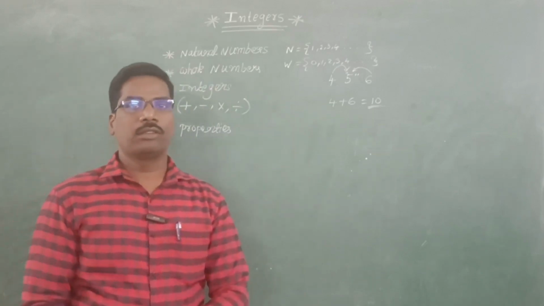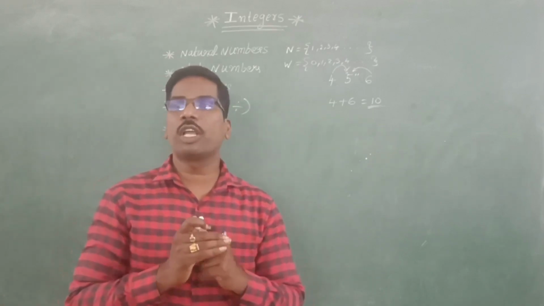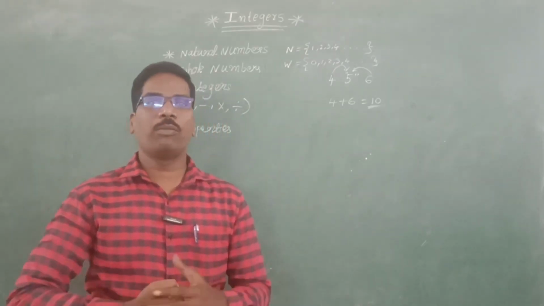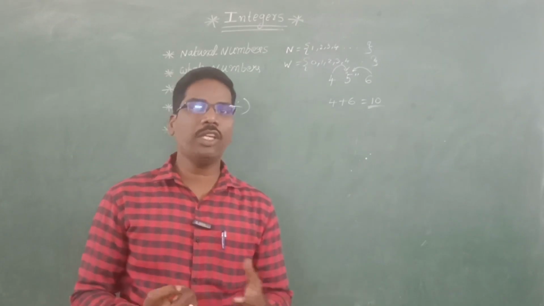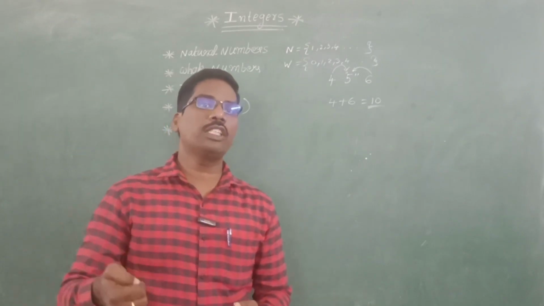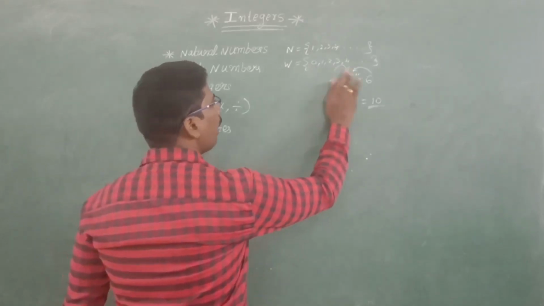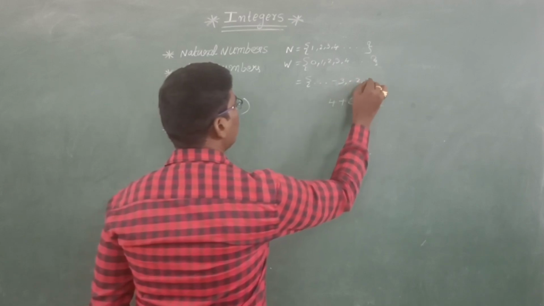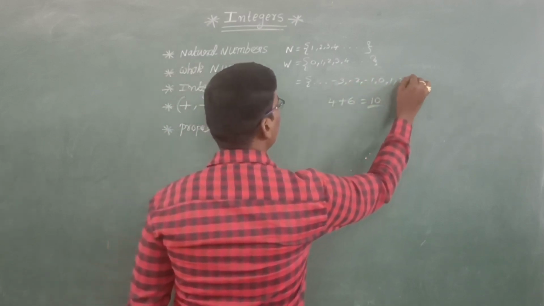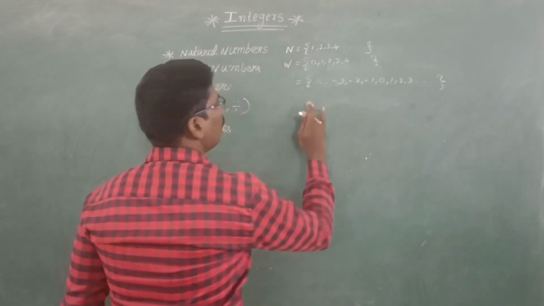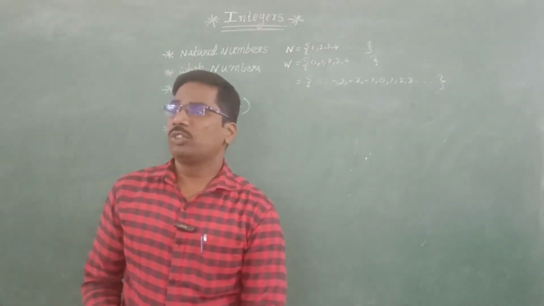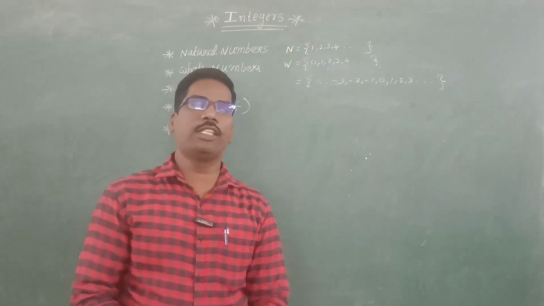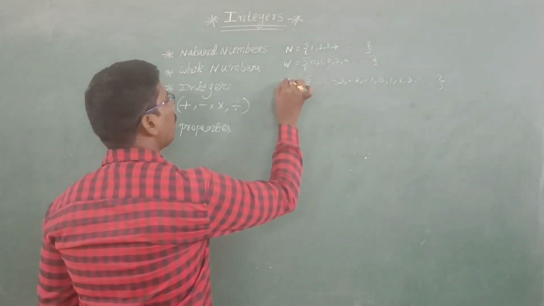If I observe clearly, in natural numbers I am getting positive numbers, and in whole numbers also I am getting positive numbers, but there are no negative numbers. So I want to include negative numbers: and so on, minus 3, minus 2, minus 1, 0, 1, 2, 3, and so on. Now we get a new number system called integers, and it is denoted with Z.